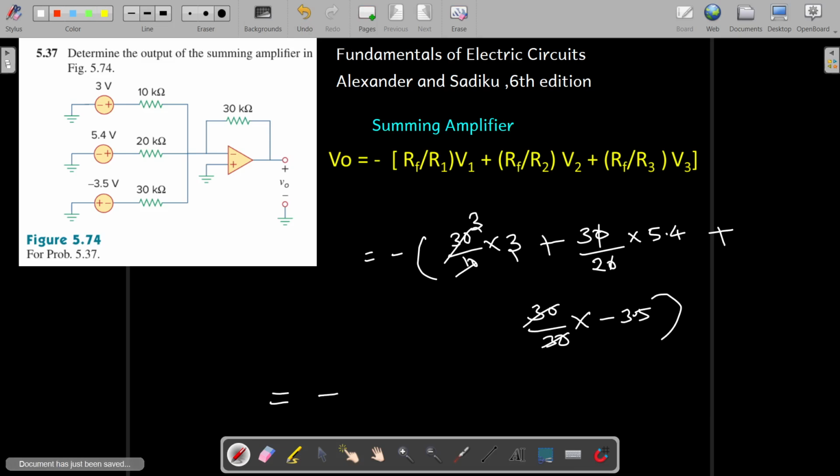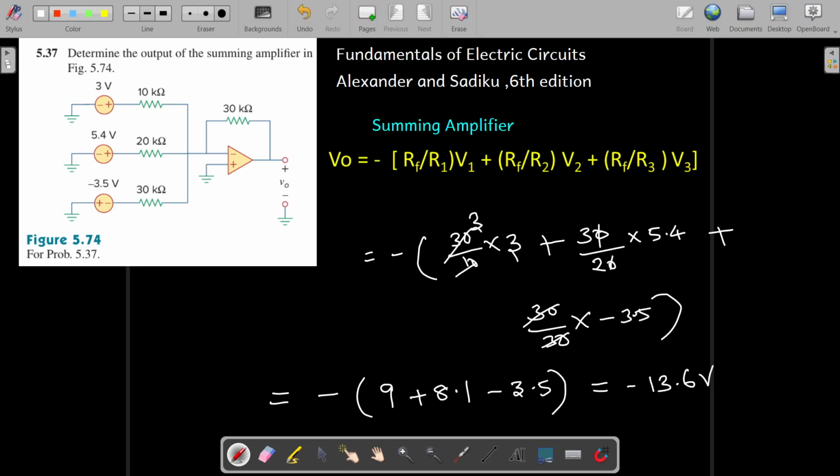So this is minus of 3 into 3, 9, plus 3 by 2 into 5.4, so that is equal to 8.1, then minus 3.5, so this is equal to minus 13.6 volts. So the answer for this case is V naught is equal to minus 13.6 volts. This is the answer.